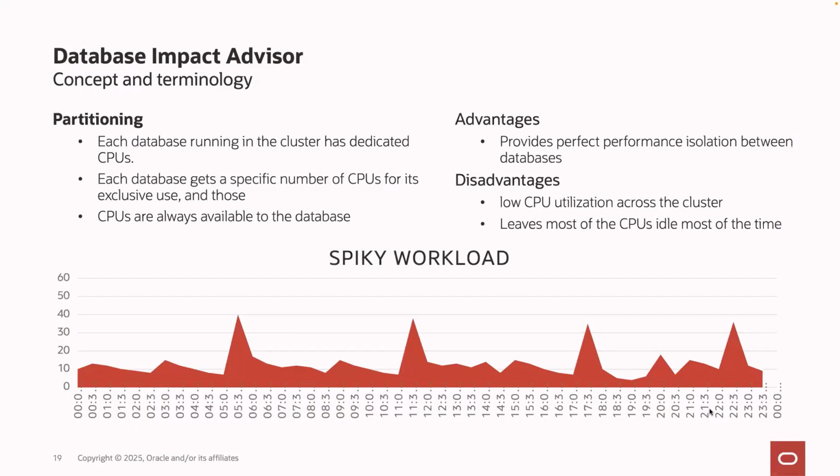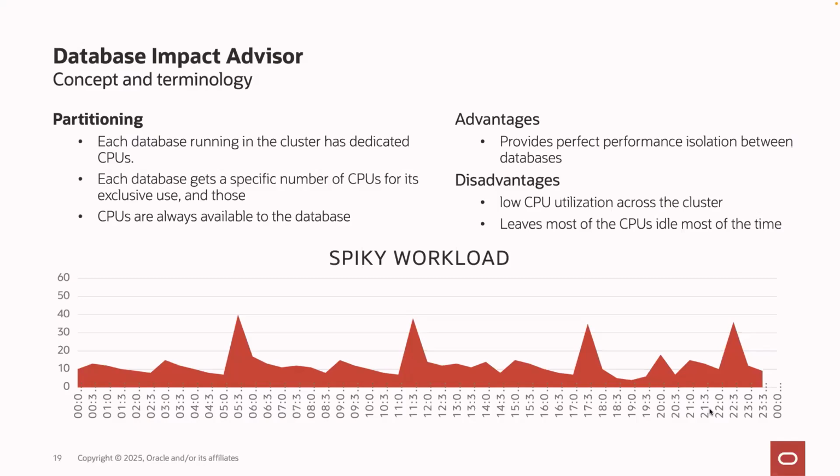But if we're looking at this graph and we say that, okay, we just have one database on the system, then we provide the ability to spike. But there are lots of times when there are lots of resources available. That means we give the database the advantage of performing in isolation.